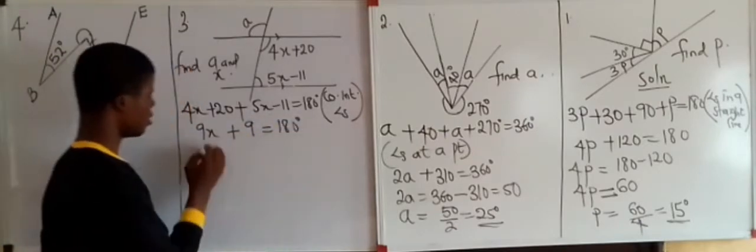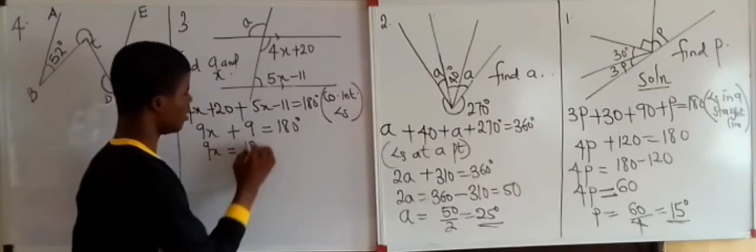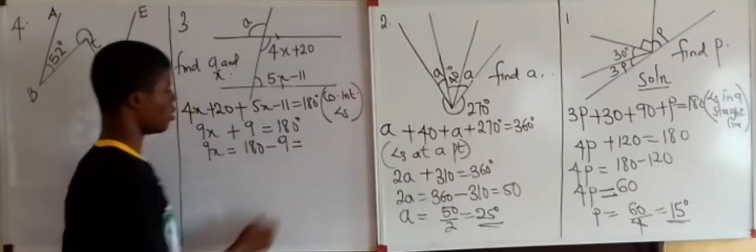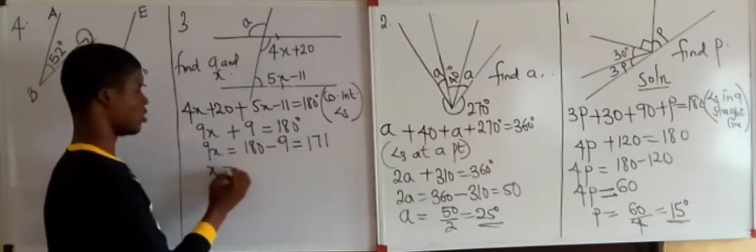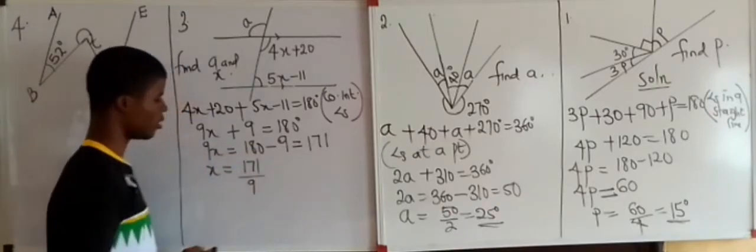Equal to 180 degrees. So 9x is now equal to 180 minus 9, which will give us 171. So x is now equal to, dividing both sides by 9, 171 over 9. So let's go.